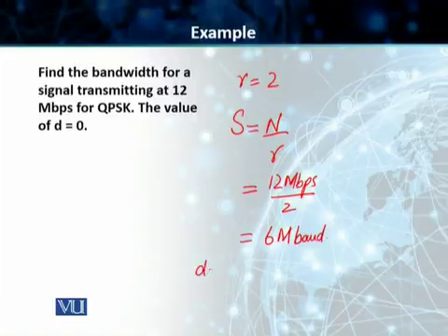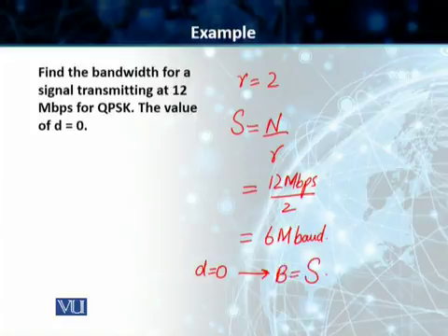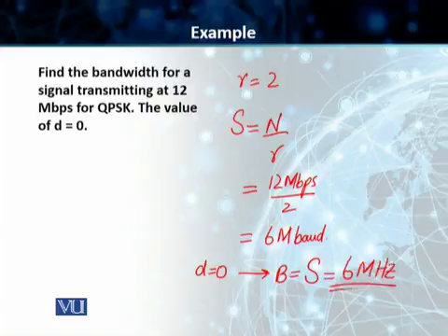And if our d is equal to 0 now, then we can see that our bandwidth is equal to S, which is equal to 6 megahertz in this particular case. So in the case of quadrature PSK, we have reduced the bandwidth to half of the bit rate, which is 12 megabits per second, and we have reduced it to 6 megahertz, and it is proportional to our signal rate as well.